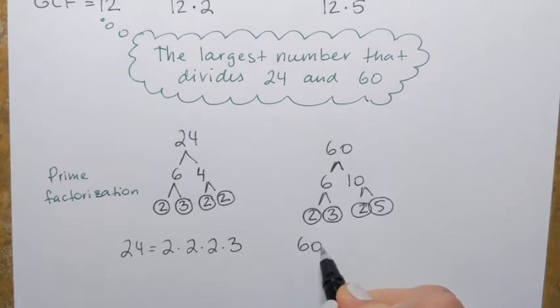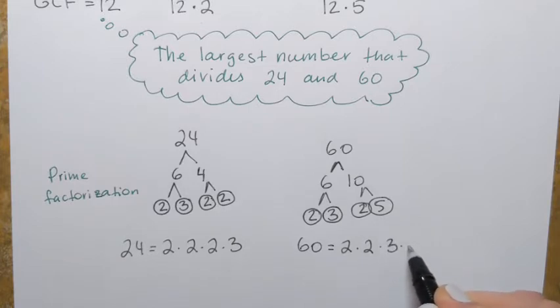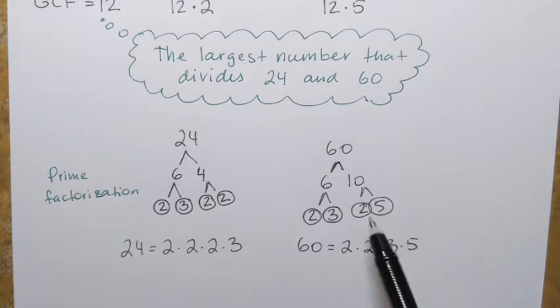It means that 60 is represented as the product of 2 times 2 times 3 times 5. I'm just putting numbers in order. You don't have to. I'm just kind of doing it out of habit. Again, if you multiply those out, you're going to get 60. So that is prime factorization of 60.